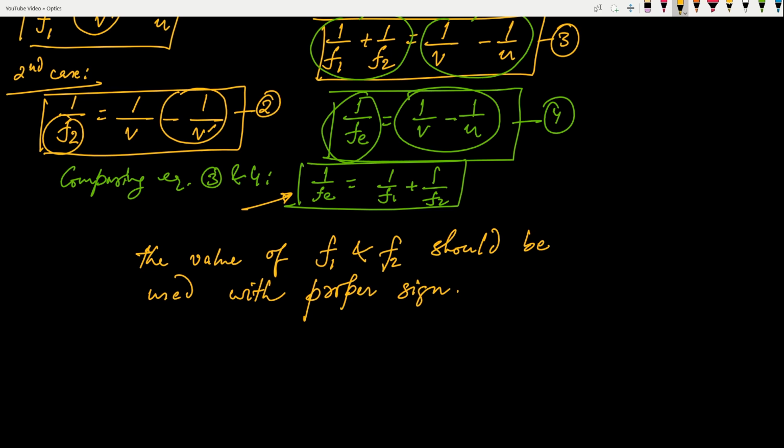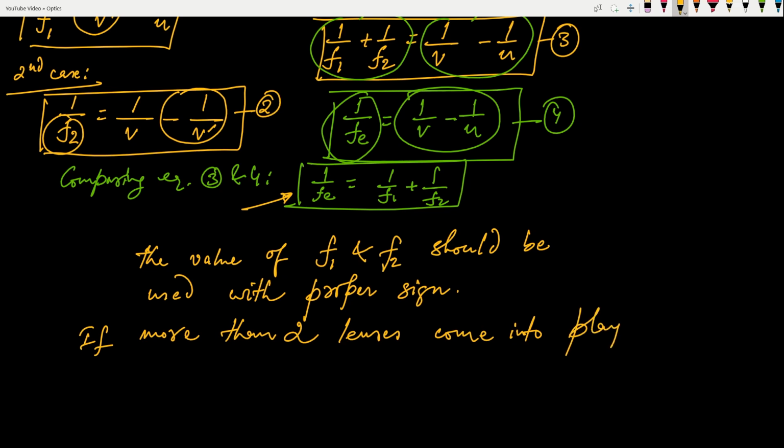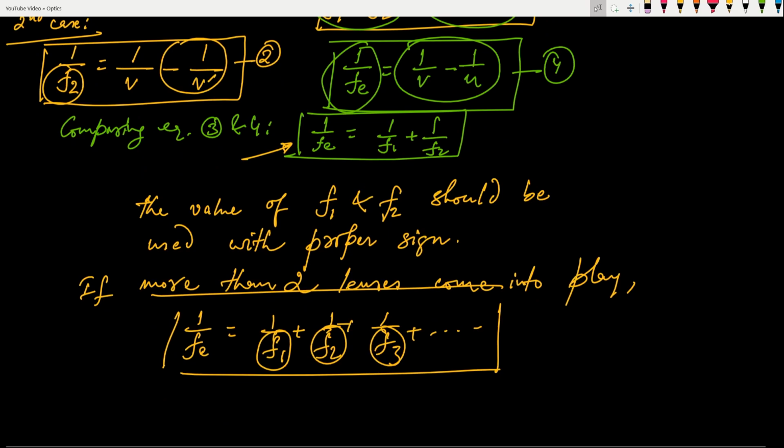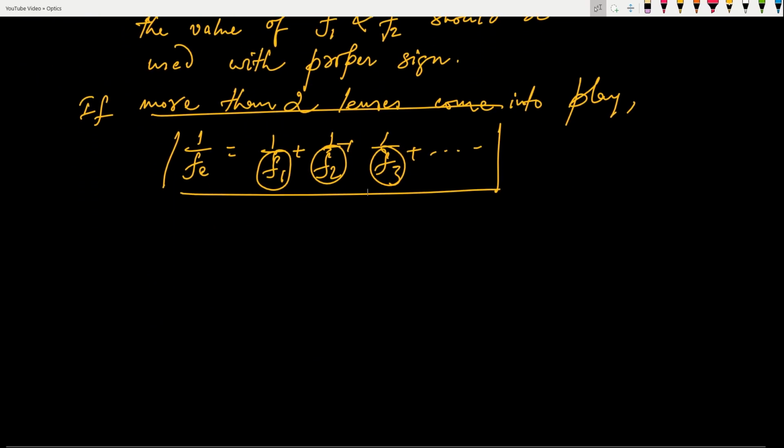Now, if the number of lenses increases, like if more than 2 lenses come into play, then what will happen? Then we can simply say 1 by f equivalent is equal to 1 by f1 plus 1 by f2 plus 1 by f3 and so on, depending on the number of lenses. I hope this much is clear. And the values of f1, f2, f3, f4 should all be used with proper sign, because the focal length is positive for a convex lens and negative for a concave lens. You need to keep this in mind. So this is the formula that you need to remember.